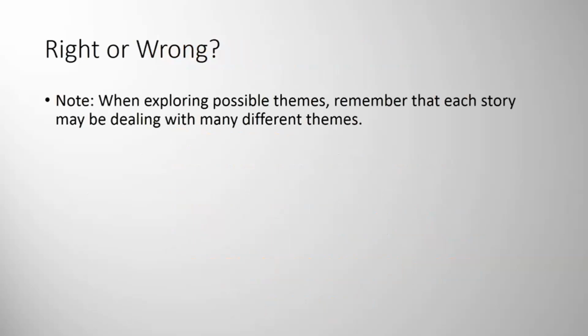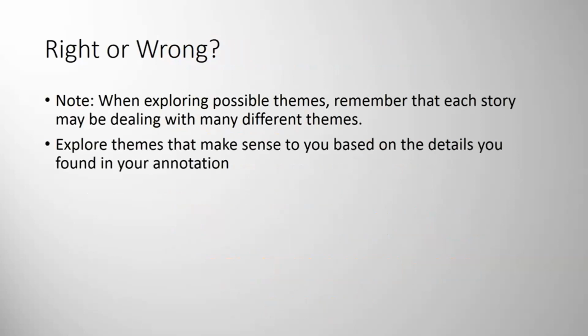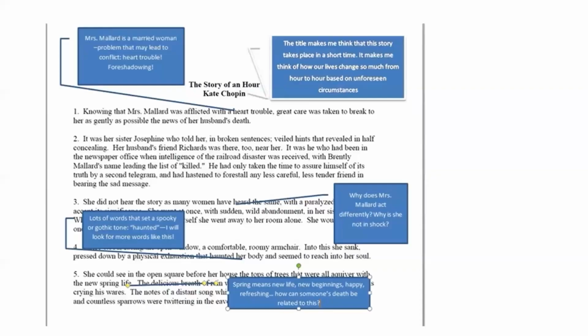Is there a right or wrong theme? Well, when you're exploring, there could be many, many different themes. The Story of an Hour deals with a lot of different things, from equality to the repression of women in the Victorian age, to expectations of women, expectations of what a man's supposed to be, family relationships, communications, a lot of different themes. So when you're exploring, look at themes that make sense to you based on the details that you find when you're annotating the story.